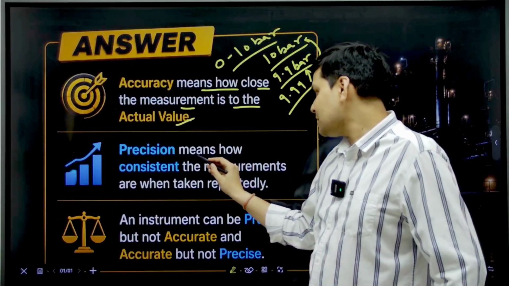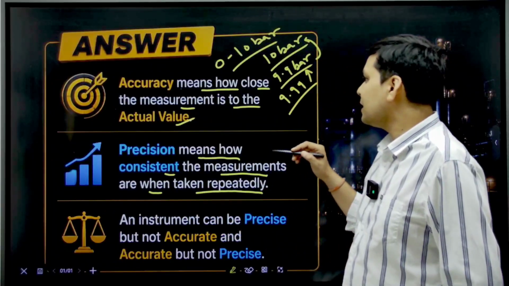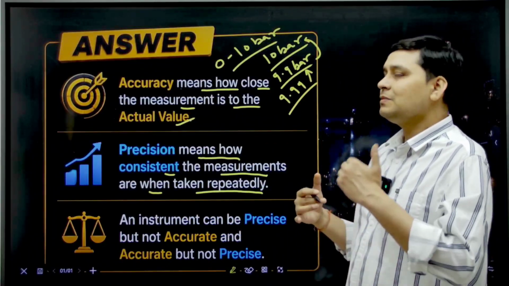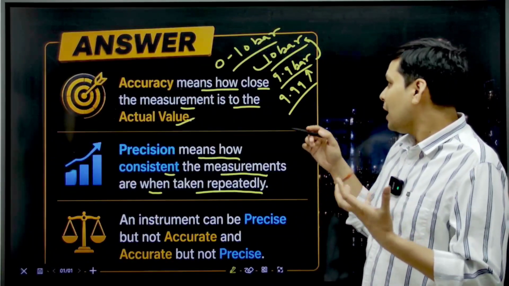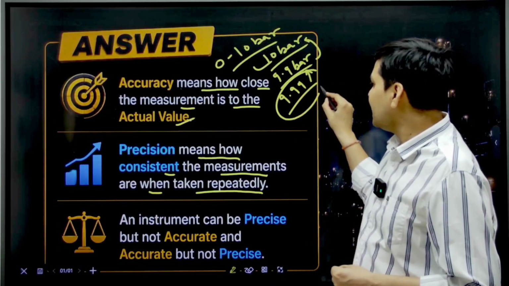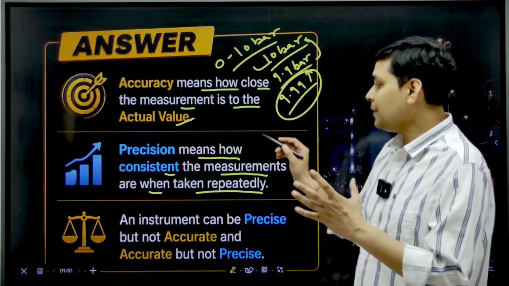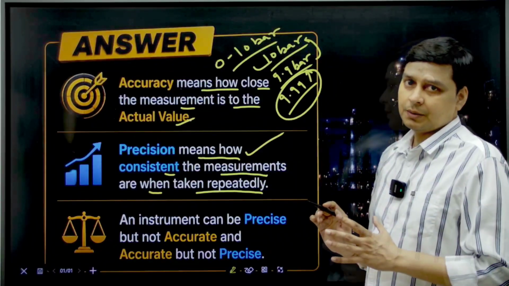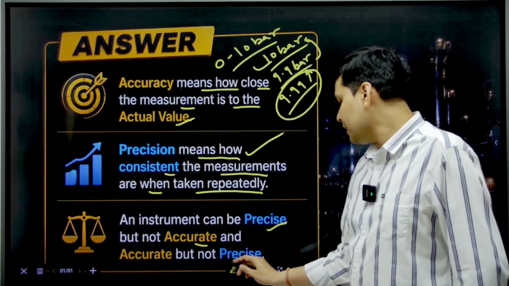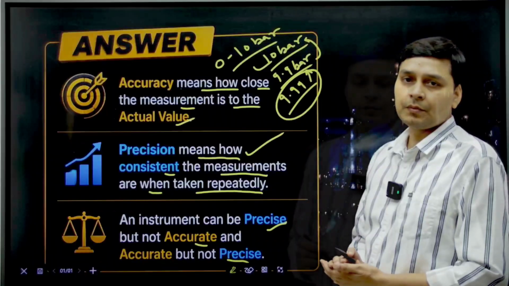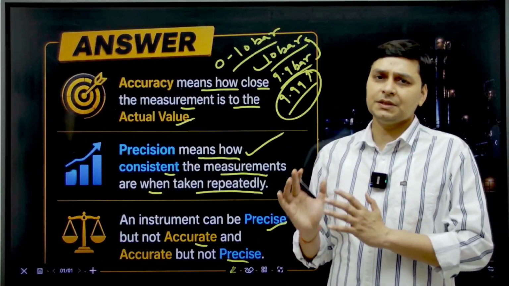But precision means how consistent the measurements are when they are taken repeatedly. Suppose the pressure transmitter is measuring a pressure of 10 bar repeatedly. So how many times it is showing 9.9 bar or 9.99 bar, that will represent the precision. An instrument can be precise but not accurate, and accurate but not precise. So you can easily answer the difference between accuracy and precision.